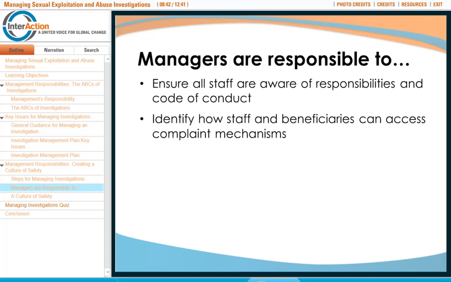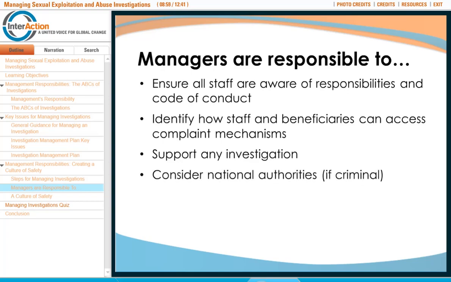Managers have specific responsibilities in managing and supporting investigations. The resource materials highlighted in this e-learning course provide guidance and step-by-step details to help managers fulfill their roles in investigations. It is a management responsibility to consider notifying national authorities if the alleged SEA is a criminal act under local law. This decision is made in consultation with the appropriate internal legal advisors.